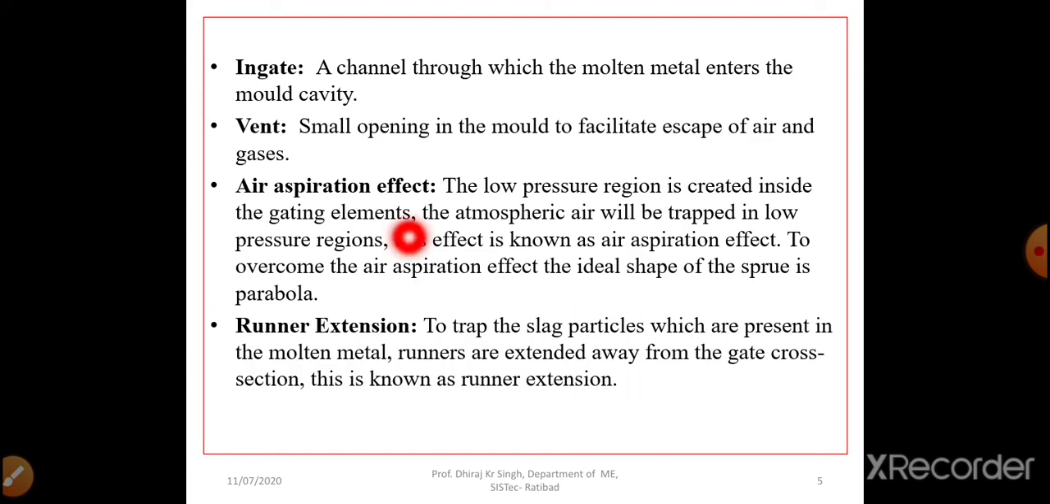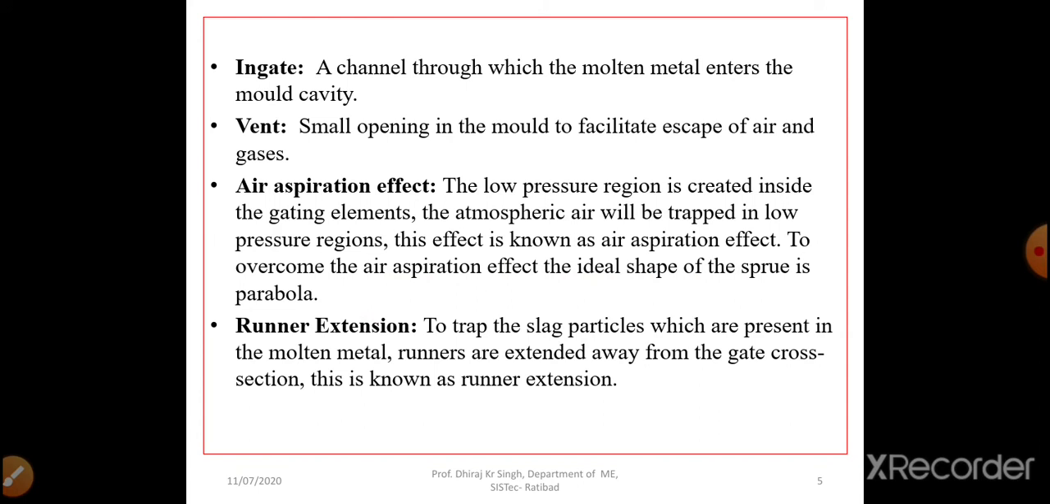What is the air aspiration effect? A low pressure region is created inside the gating elements, and atmospheric air will be trapped in these low pressure regions. This effect is known as the air aspiration effect. When we pour the molten metal into the casting, there are low pressure regions, so outside air gets trapped inside them. To overcome the air aspiration effect, the ideal shape of the sprue is a parabola.